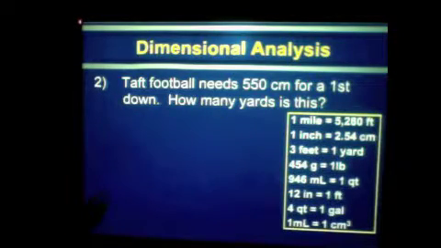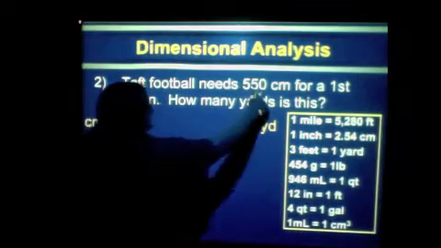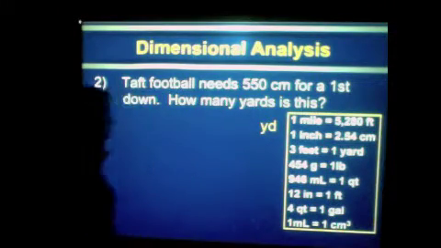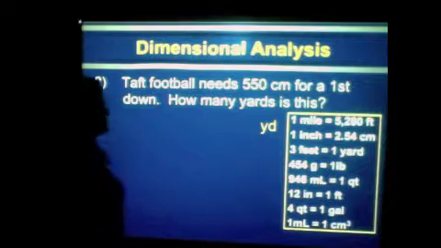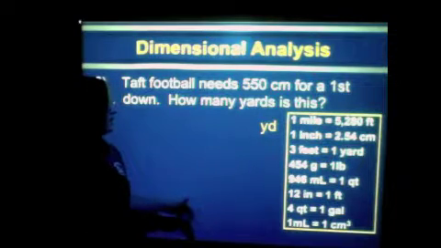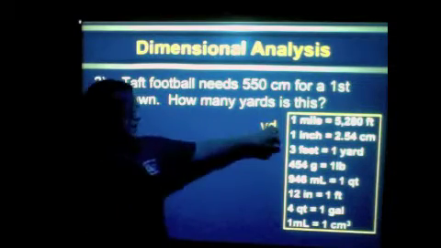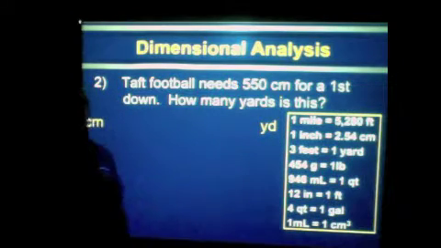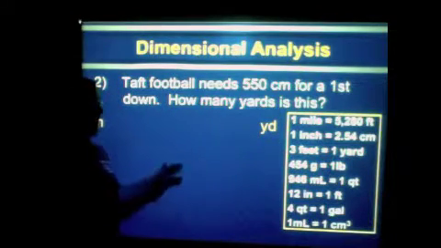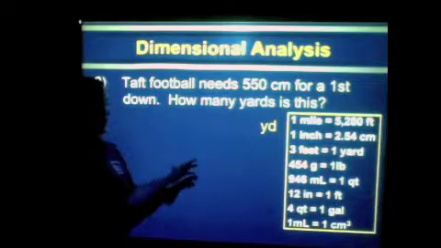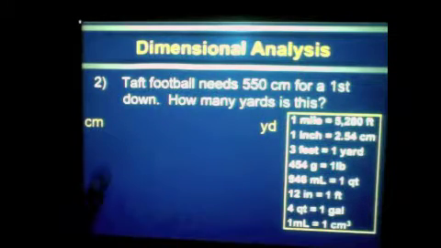This time we're given centimeters and we're trying to get to yards. Now, if you look at your conversions, there's no straight path going from centimeters to yards. There's nothing that has both of those in the same conversion factor. So you're going to have to figure out a path from what conversion table to what is going to get you there.